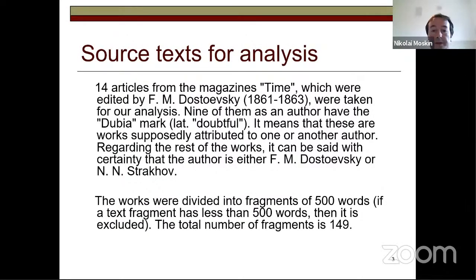Some articles from the magazine Vremya (Times), which were edited by Fyodor Mikhailovich Dostoevsky, were taken for our analysis; you can see that this report is connected with my previous work. Nine of them have the dubia mark as an author. It means that these are works supposedly attributed to one or another author. Regarding the rest of the works, it can be said with certainty that the author is either Fyodor Mikhailovich Dostoevsky or Nikolai Strakhov, for example.